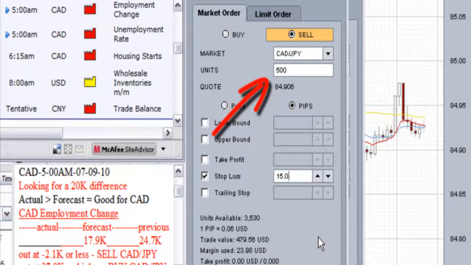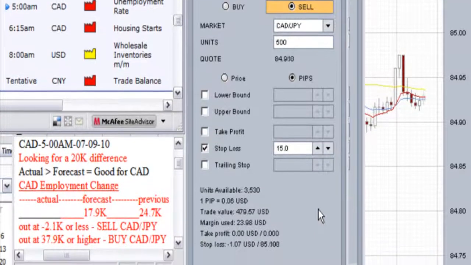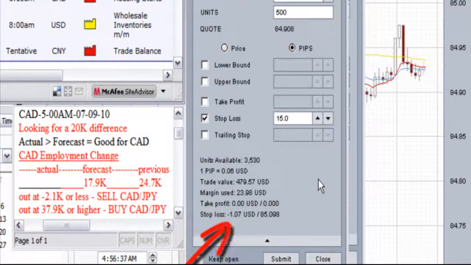Here are the units I am trading. Here is my stop loss. The stop loss is important in cases of a spike reversal. Early on, my broker spread shown here is small, but may increase just before the news release, which will be shown later in this video.